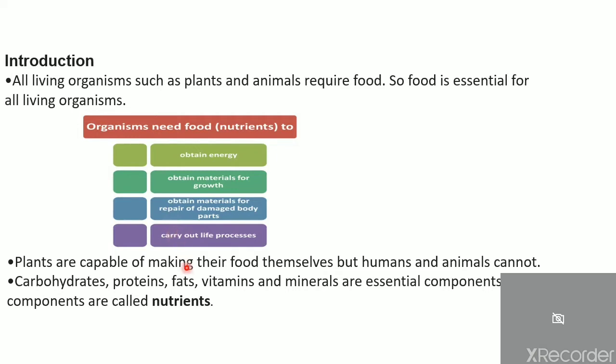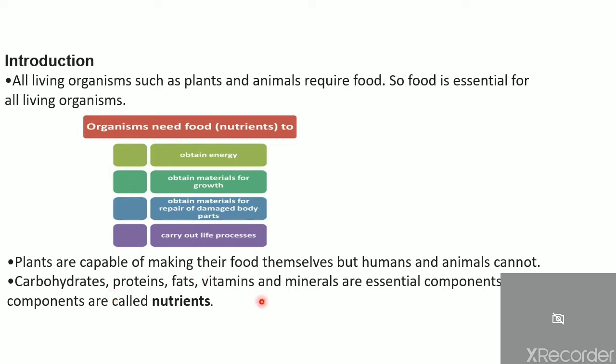Now, if we compare all the living organisms as well as plants, what is the basic difference between them? What do you think? Yes, the plants are capable of making their own food by themselves. They are not dependent on anyone. Are they? No, because they are able to make their own food. But human beings and other animals, we are directly or indirectly dependent on plants.